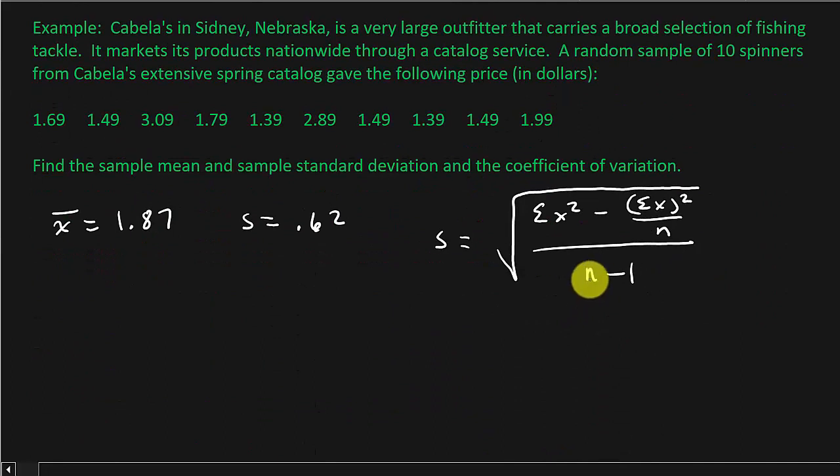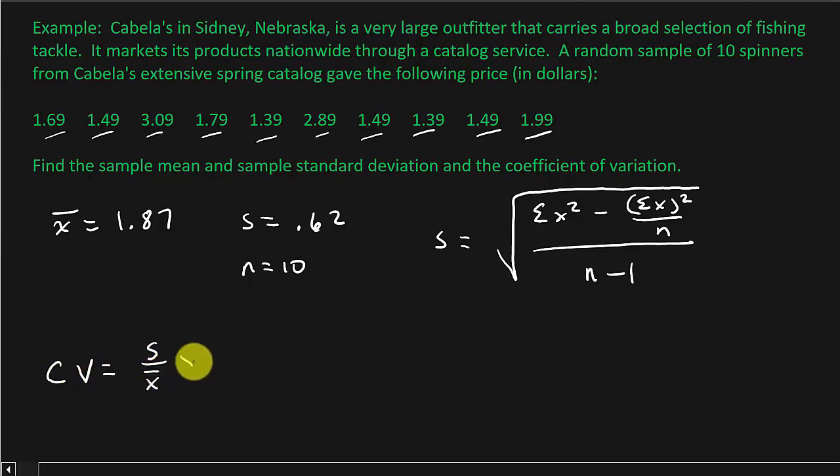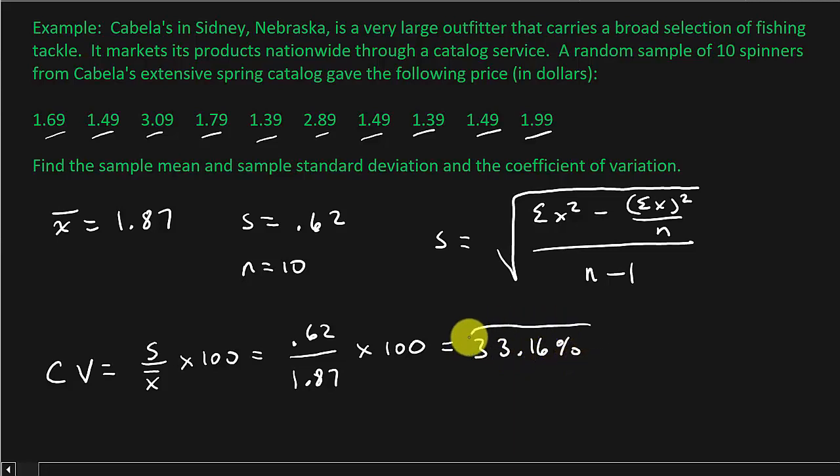And in this problem, note that n is equal to 10. 1, 2, 3, 4, 5, 6, 7, 8, 9, 10. Okay? All right, so the coefficient of variation is s over x bar times 100, which is 0.62 over 1.87 times 100, and that is equal to 33.16%. There's your coefficient of variation.